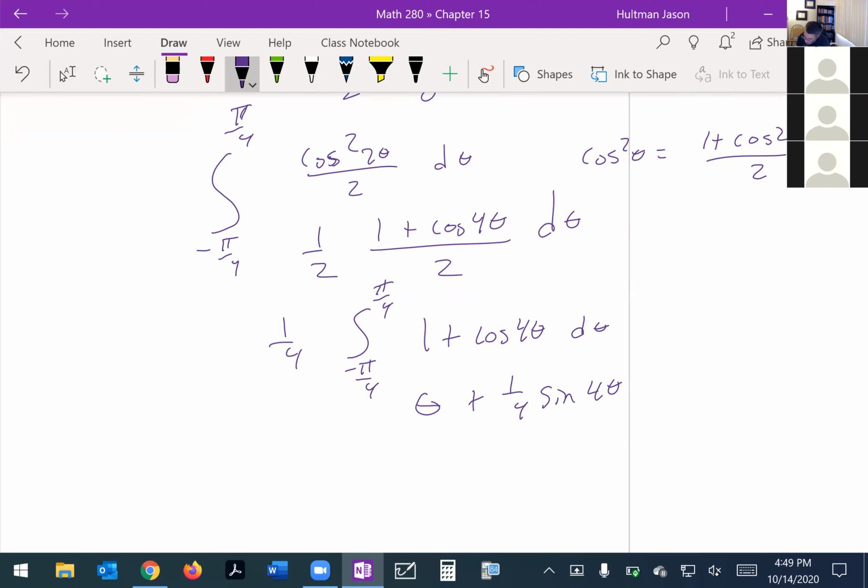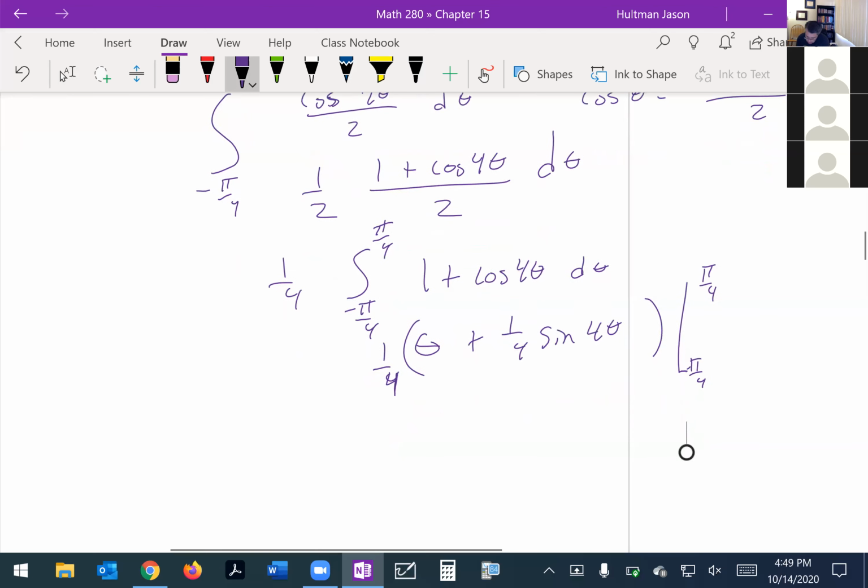And you can prove that to yourself if you really want to by doing a u sub. But I just know that if I do a u sub on 4 theta, I'm going to end up with 4 d theta, and then I'm going to divide by 4. The opposite of multiplying by 4 here is division by 4. Then negative pi over 4 to pi over 4.